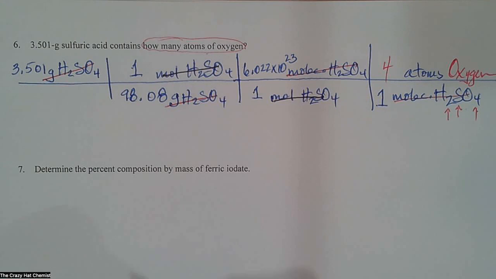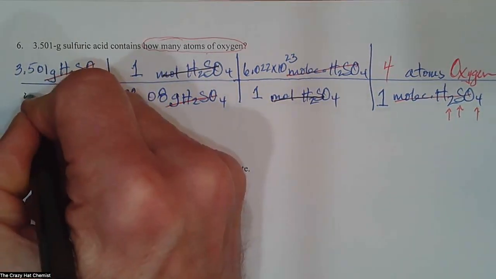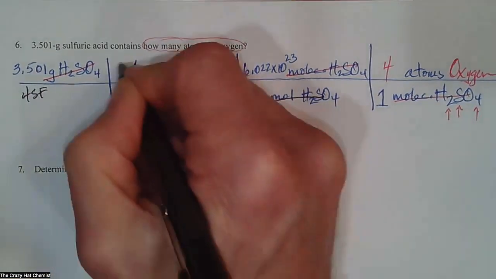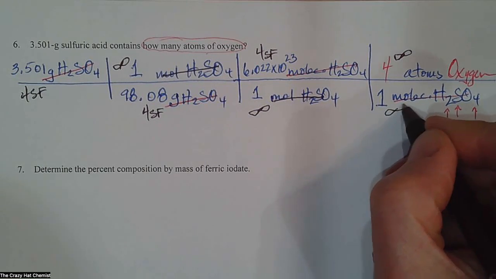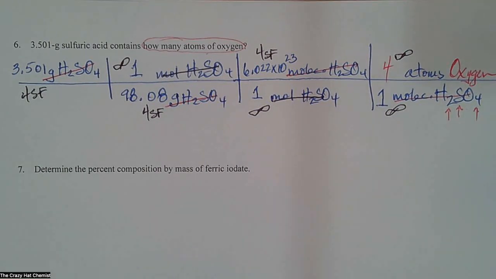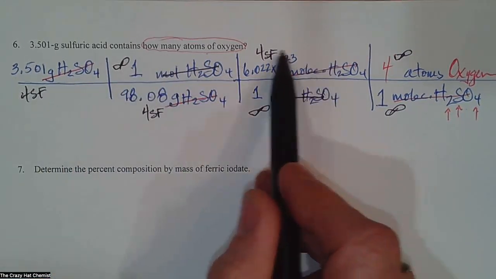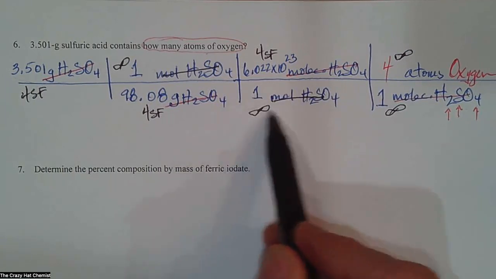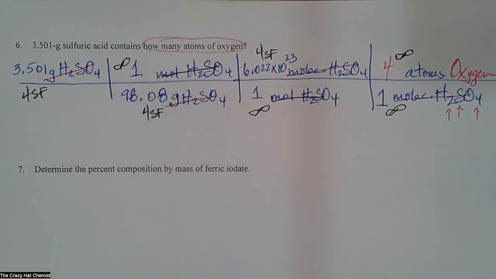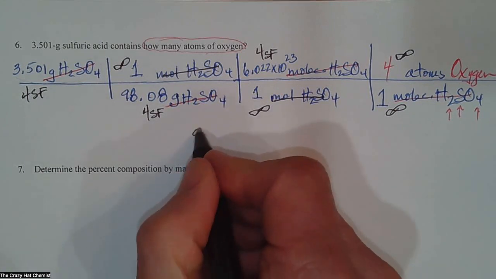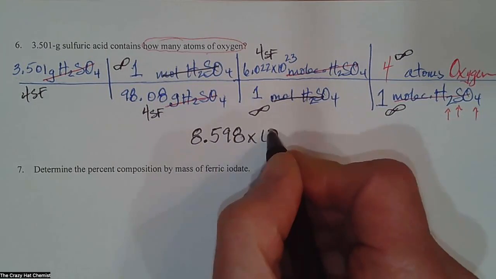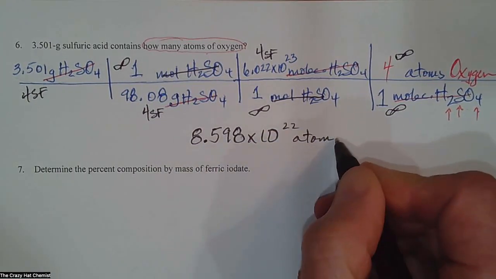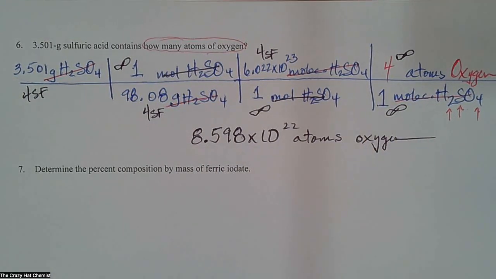Okay. All right. So now what we're going to do is look at our significant figures. We have 4 significant figures here. We have 4 significant figures here. Infinite, infinite, 4 significant figures. Infinite number of significant figures because we counted it, infinite number of significant figures with a definition. And so the fewest number of significant figures on this problem is 4. So we're going to take this number times 1 times Avogadro's number times 4 divided by 1 divided by 1 divided by the molar mass of 98.08. And then that will have 4 significant figures. So we are going to have our correctly rounded answer as 8.598 times 10 to the 22 atoms of oxygen. Perfect.